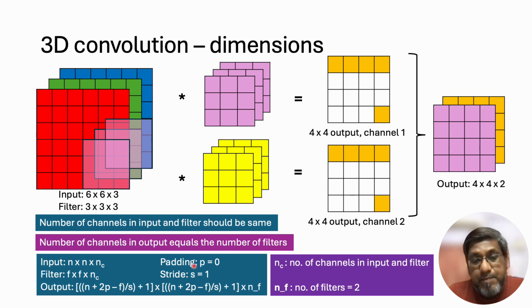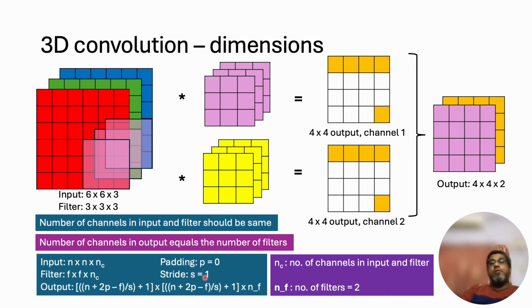And then we have another parameter called padding. We'll talk about padding later, but for now we'll just take the value of the padding parameter, which we denote as p, to be 0. And the stride is the number of pixels by which the window moves from left to right or from top to bottom. In the illustration that we have seen, we have used the stride value as 1. So we denote the stride by the parameter s.